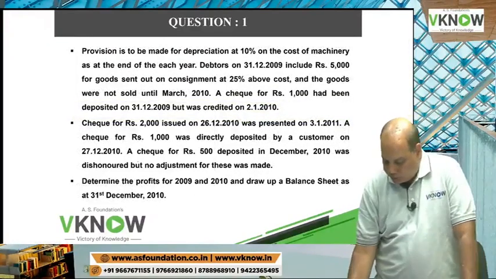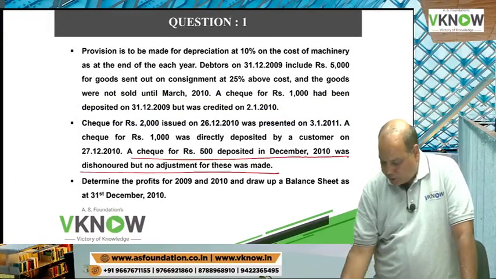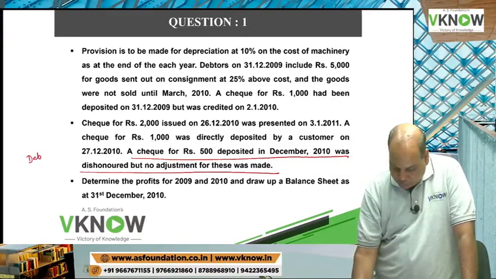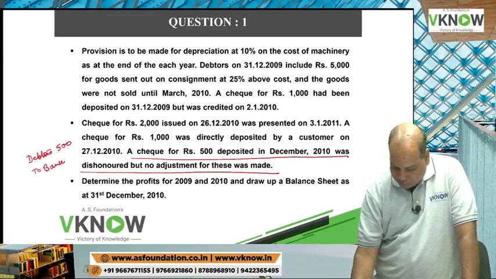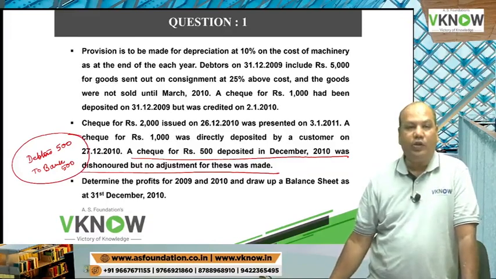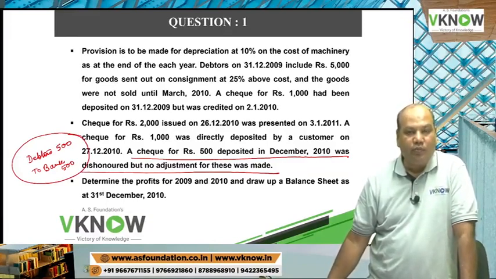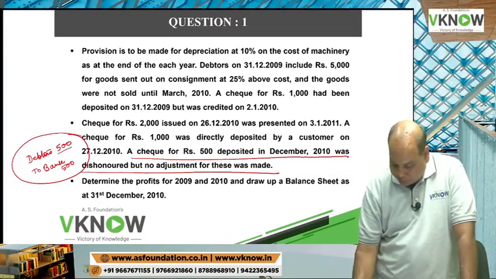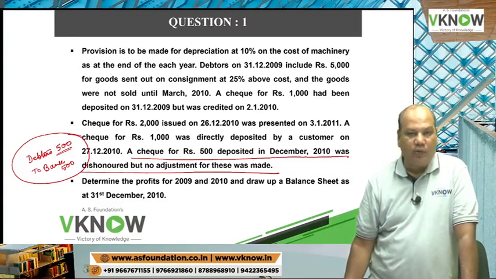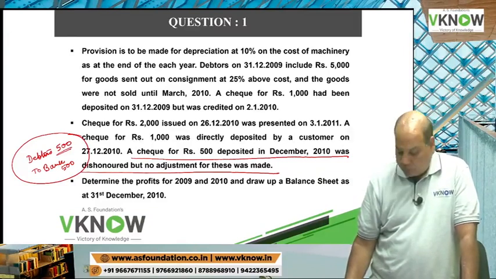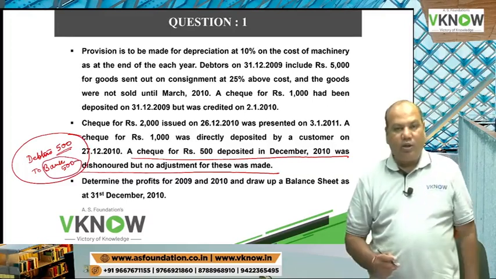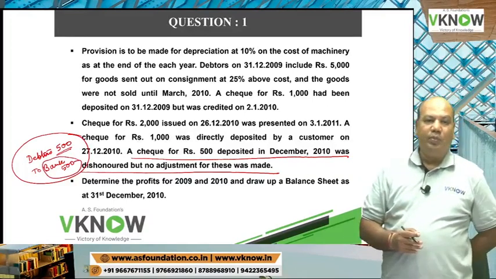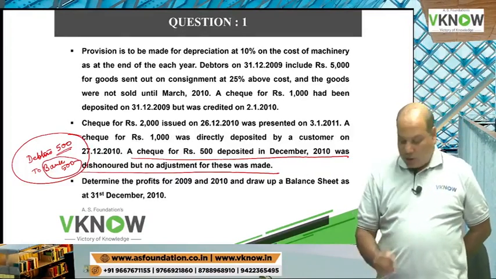When the check got dishonored, I should have passed one entry: debtors to bank. It is an error which we have committed. We have not recorded this entry. So now record the entry first. Debtors to bank. When you record the entry debtors to bank, the debtor balance will increase by 500. The amount becomes recoverable from the debtor. We have credited the bank account and the bank has also debited us. So it is not a BRS item now.